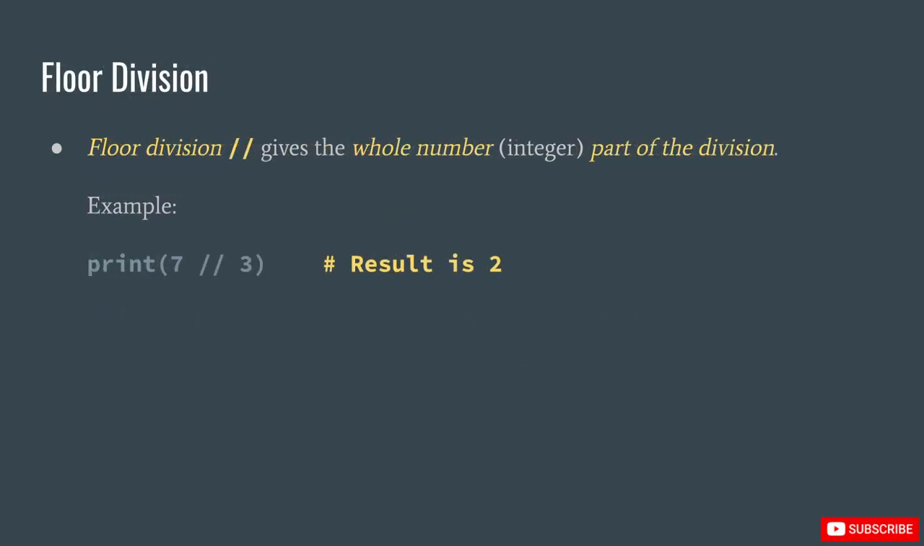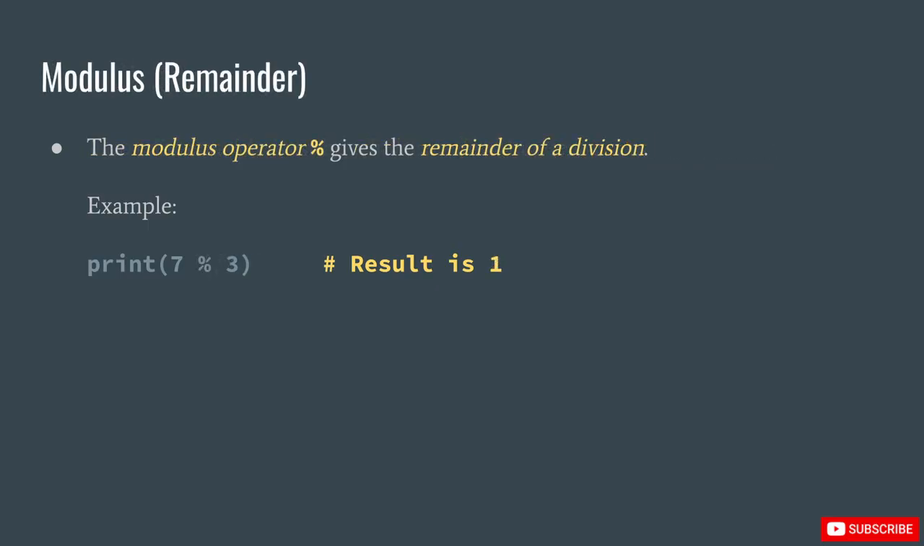Floor division gives you the whole number part of the division, ignoring the decimal. In other words, it rounds down to the nearest integer. So when you divide 7 by 3 using floor division, the result is just the whole number, which is 2. The modulus gives you the remainder after dividing two numbers. So if you divide 7 by 3, the modulus will give you the remainder, which is 1. This is useful when you need to know what's left after division.